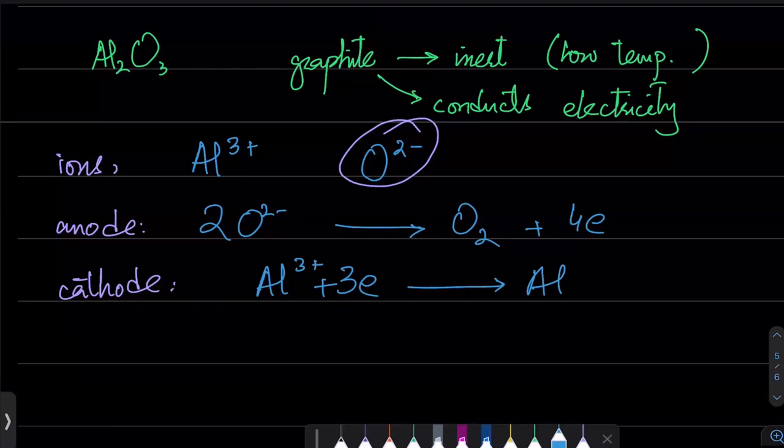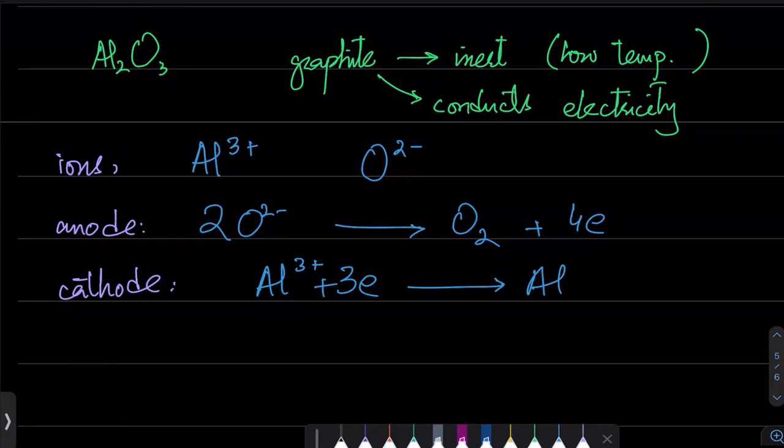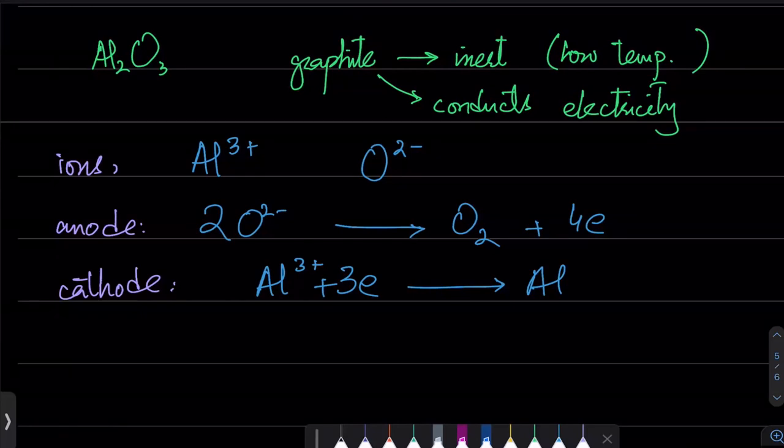This is good, except we will run into two complications. First of all, aluminum oxide has very strong ionic bonding in it. What will be the melting point because of that? High or low? High, exactly. Melting point is really high for aluminum oxide.